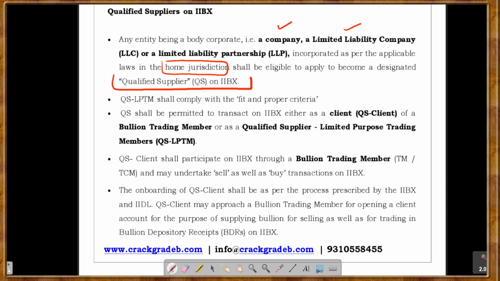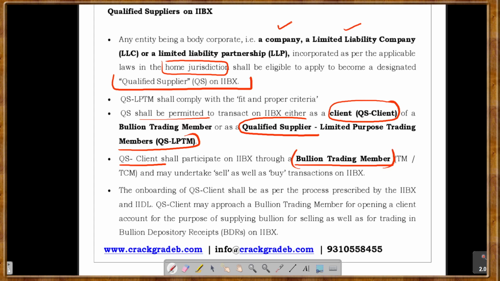Then how can you trade on this? So qualified suppliers shall be permitted to transact. They can seek the application in the following ways. They can operate as a client of a bullion trading member or as a qualified supplier limited purpose trading member. We'll be talking about them in a bit. A qualified supplier client shall participate on IIBX through a bullion trading member. That means this is a mediator. You can call it a broker mediator, and they may undertake the sell as well as the buy transactions, right?